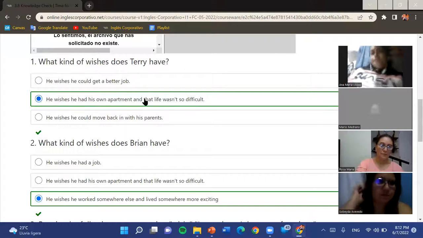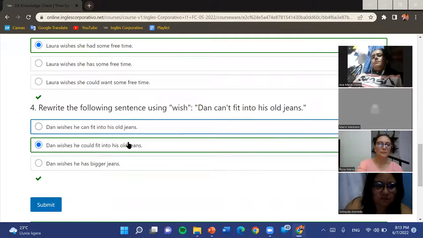Yes, it will be the second option, the third option, the first option, and also the second option for the last one.